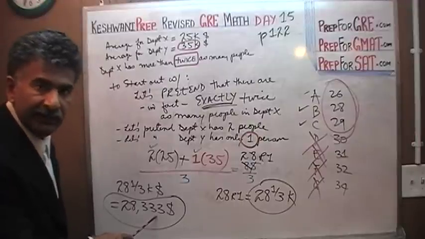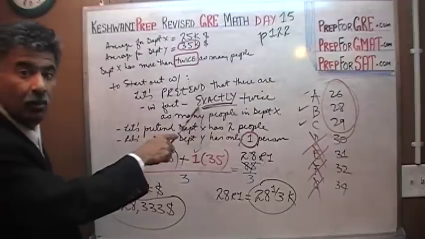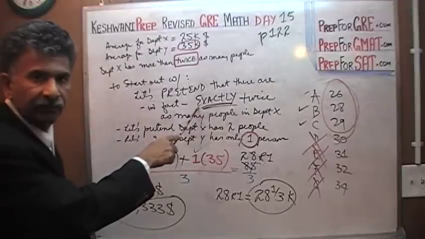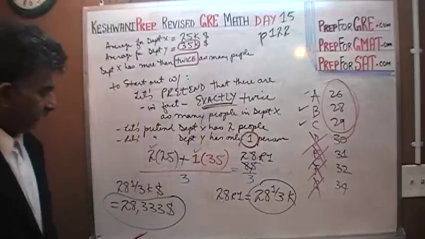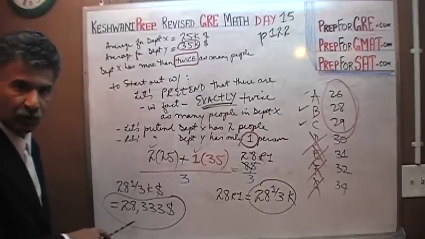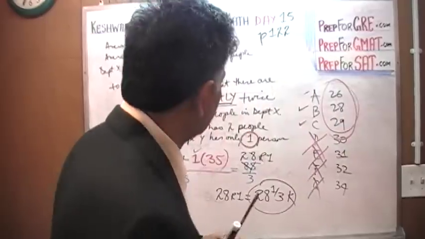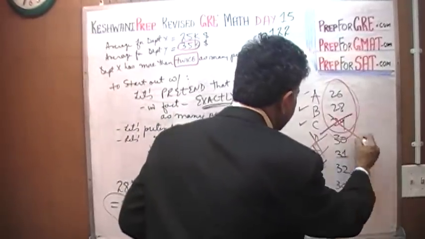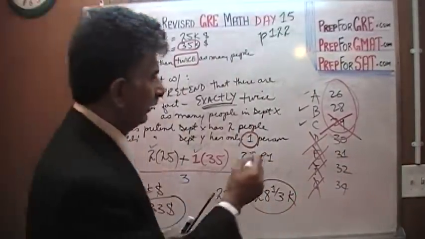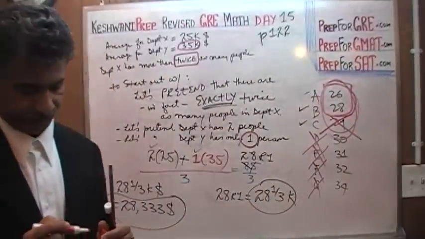28,333 would have been the average if there were exactly twice as many people. But we are told that there are more than twice as many people in department X. So they're putting the average down even more. Whatever the current average is, it cannot be more than this. It has to go below that. Which rules out 29,000. Voila, that's it. It can be 26, it can be 28. That's all.